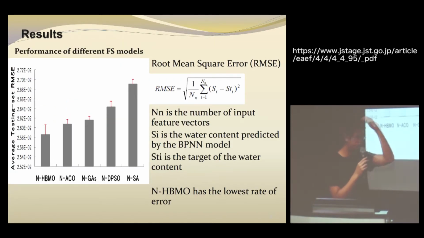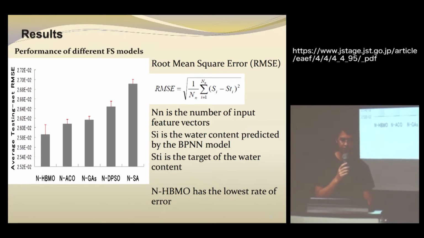So here is the performance of the different FS models. We can see it's a graph about average error, the root mean square error. Here's the formula for calculating the amount of errors, and we can see that the HPMO, the Univ mating optimization, got the lowest rate of error.